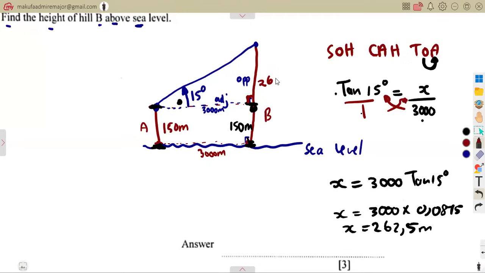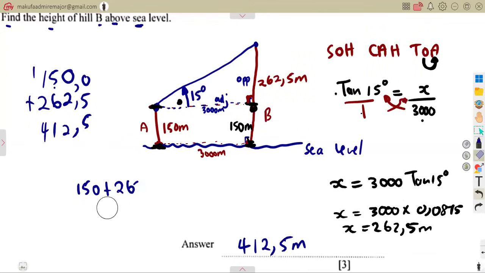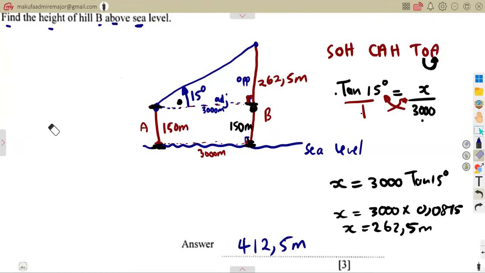But remember, we are not considering X as our answer in this case. X is this distance here, 262,5 meters. So above this sea level, the height of the hill B is going to be considered from this one. So we are covering up the 150, the 262,5. So in this case, we are going to add to this value. That is, our answer was going to be 150 plus 262,5. So if you add, guys, that is 150 plus 262,5. This is simply something like this. So that will be comma zero there. If you add, that will be 5, 2. Add 5 here and 6, that is 11. 1, 2, that will be 4. All right. So meaning to say, we are going to obtain 412,5 meters. If you are considering in meters, that will be the height above the sea level.